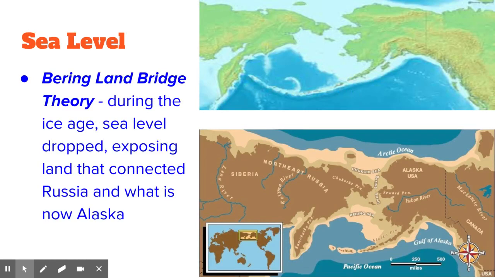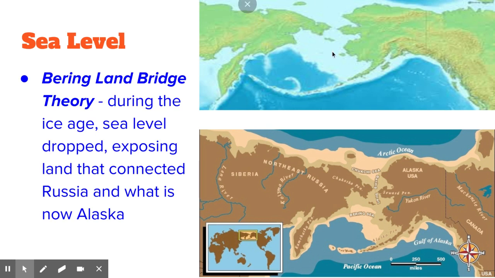So the sea level, this is going to relate to our do now question. So think back to your answers, or take a look back at your answers from the do now question. The Bering Land Bridge theory says that during the Ice Age, so there's going to be a lot of glaciers that have formed, the sea level dropped. So think of glaciers as like a sponge sucking up the water, making the water level or the sea level drop, and it exposes land that ordinarily wouldn't have been there.